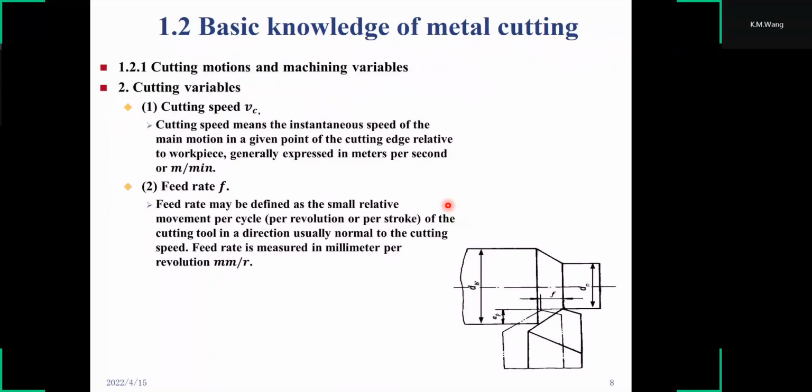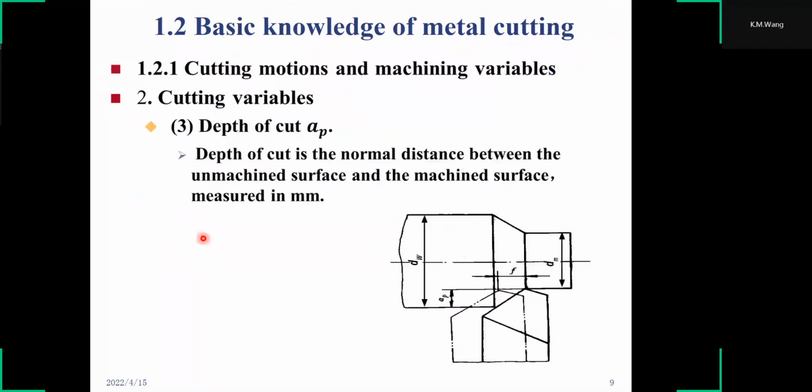The difference of these three parameters: the cutting speed is the speed of the workpiece, and the feed rate f is a small relative movement per circle of the cutting tool, and the depth of cut is the distance from the unmachined surface to the machined surface.